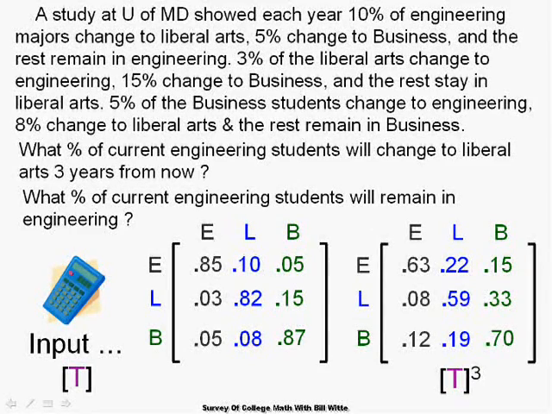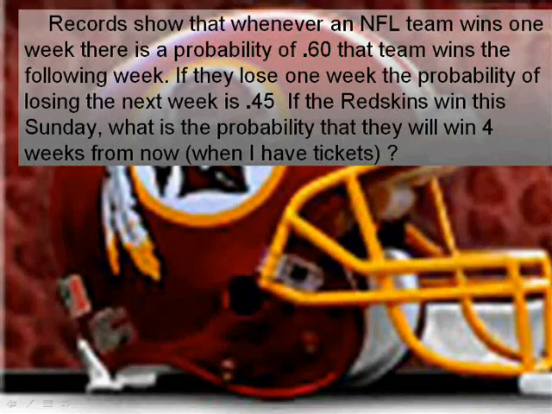Okay, let's do just one more for practice. This was an interesting one. You know, in professional sports, teams get on streaks. And records show that whenever an NFL team wins 1 week, there's a better than a half probability that they're going to win the next week. In fact, there's a 0.6 probability that the team will win the following week if they win 1 week. If they lose 1 week, the probability of losing the next week is 45%. Kind of weird, isn't it? Anyway, let's ask this question. If the Redskins win this Sunday, and I don't have tickets for 4 more weeks, what is the probability that they'll win 4 weeks from now when I do have tickets?